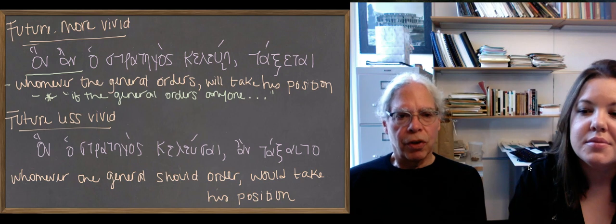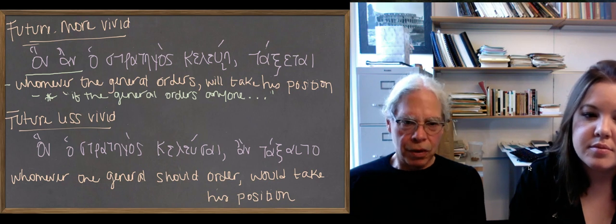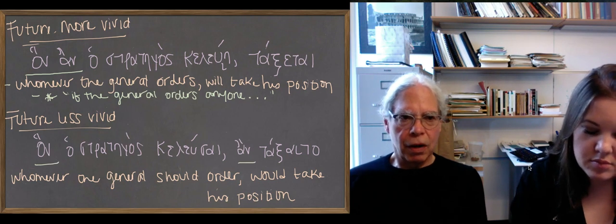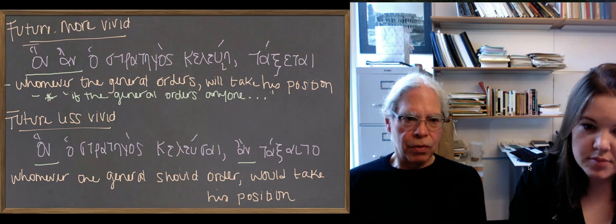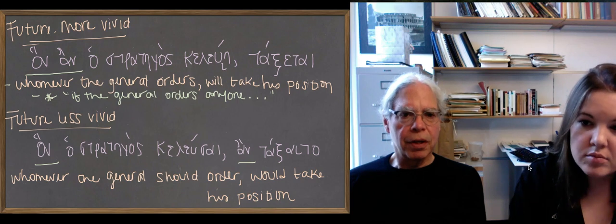And then the future less vivid, the one that uses the optative in the equivalent of the if clause, the relative clause in this case, and an in the optative in the conclusion. So we've got our masculine accusative singular, whomever, anyone whom the general should order would take his or her position. And you can also translate that as an if clause with an any pronoun. So if the general should order anyone, he would take his position.